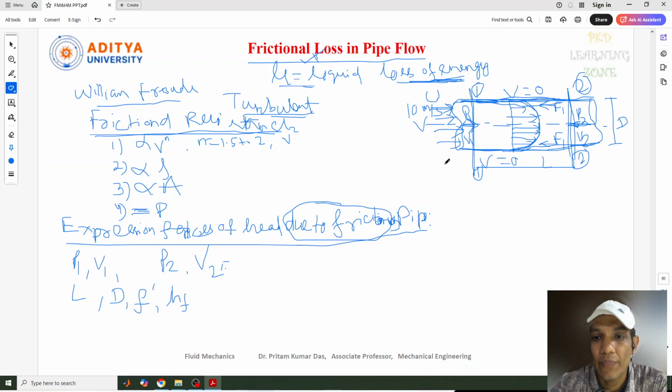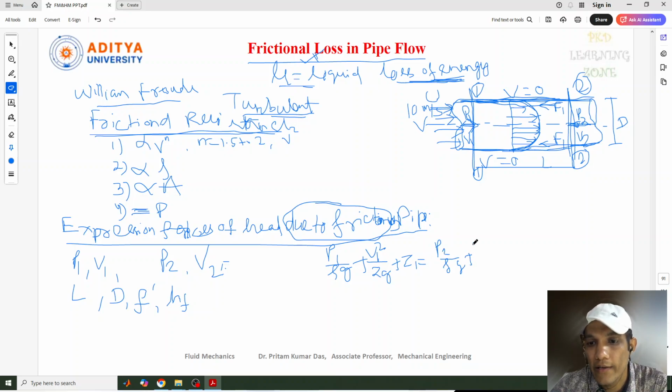Now we can apply Bernoulli's equation. So we know the Bernoulli's equation, let's write the equation: P1 by rho g plus V1 square by 2g plus Z1 equal to P2 by rho g plus V2 square by 2g plus Z2.